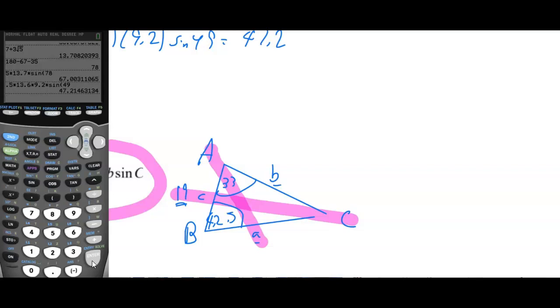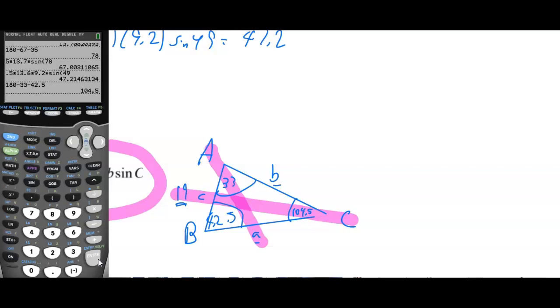Oh, but wait a second. Can't we figure out angle C by using the 2 angles that we already know? What if we did 180 minus 33 minus 42.5? Wouldn't that give us angle C? And then we could use law of sines. Remember, it's always preferable to use law of sines instead of law of cosines because law of sines is easier to do. So the answer is 104.5.